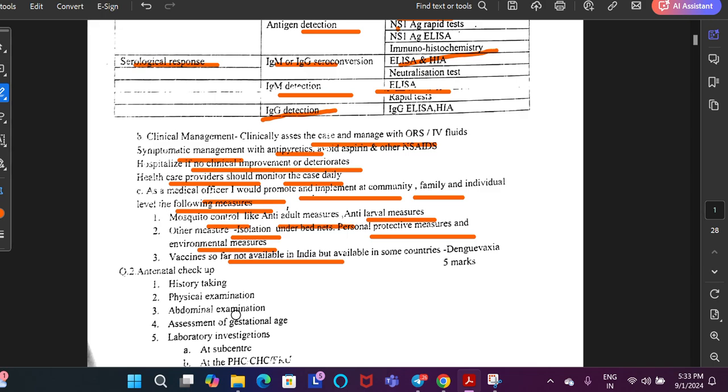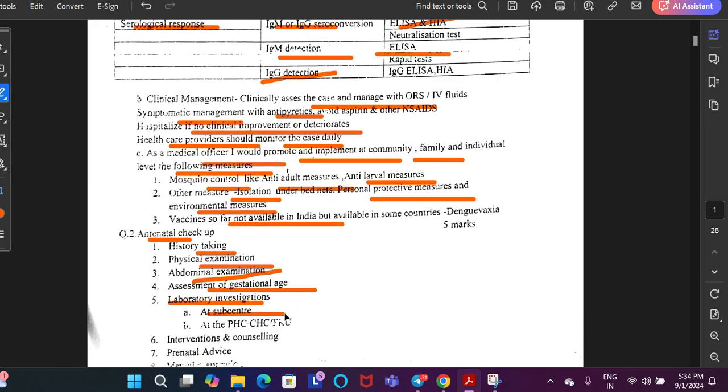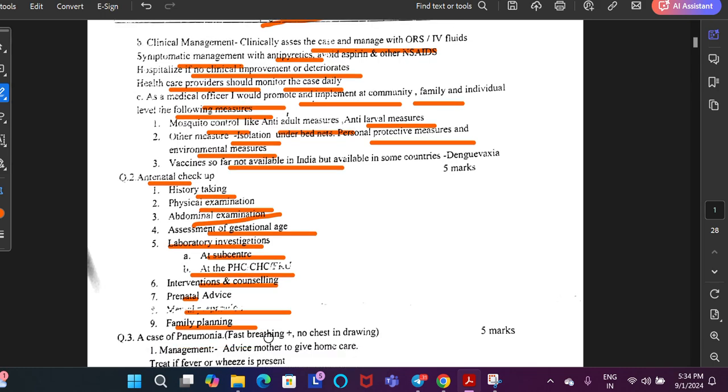Then antenatal. Then second question. 18-year-old Anisha, a primigravida with 4 months amenorrhea, comes for checkup. How will you proceed with clinical examination and management? It is a 5-mark problem-based question. So it is antenatal checkup: history taking, physical examination, abdominal examination, assessment of the gestational age, laboratory investigation at subcenter and at the PHC, CHC or first referral unit, investigation and counseling, prenatal advice, immunization, then family planning.